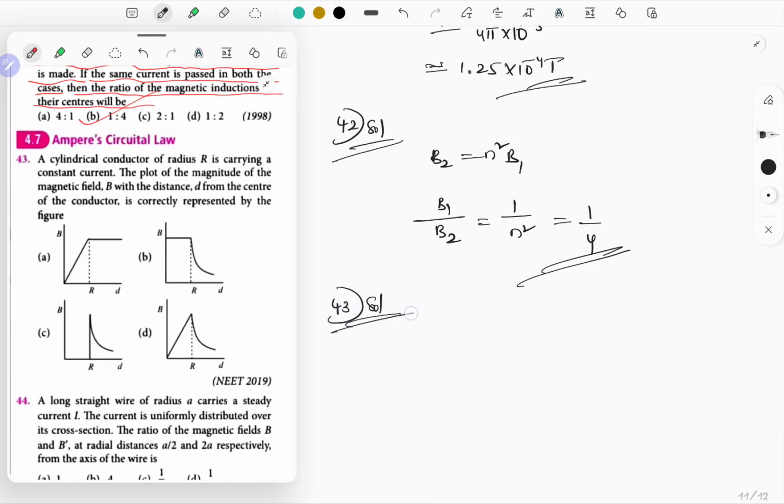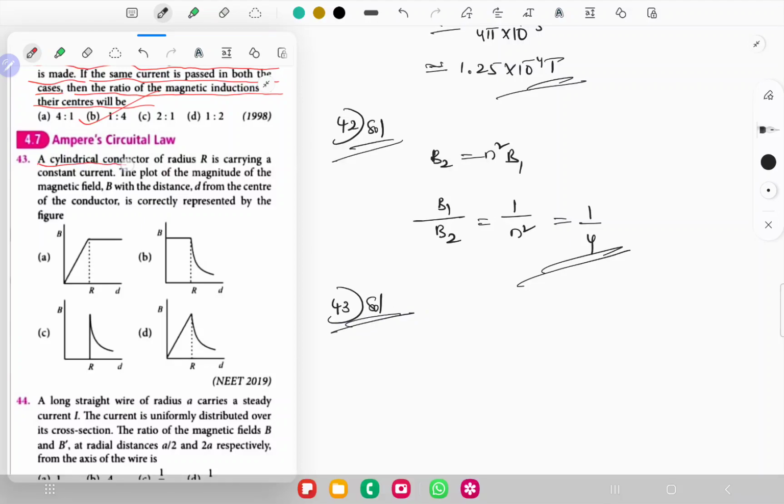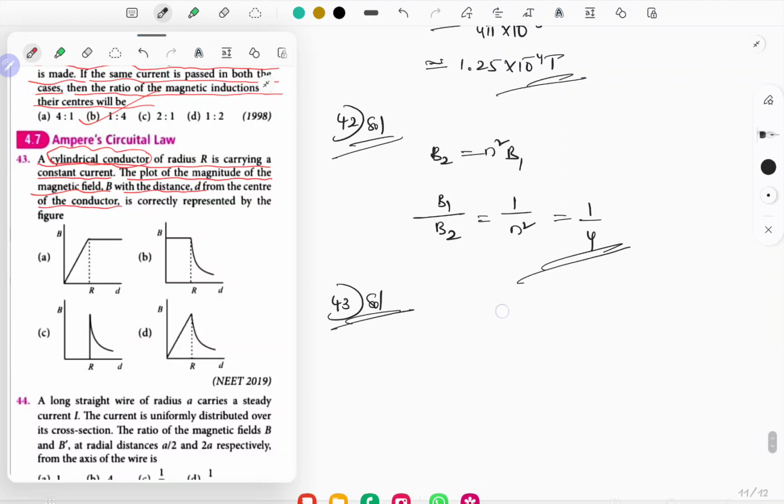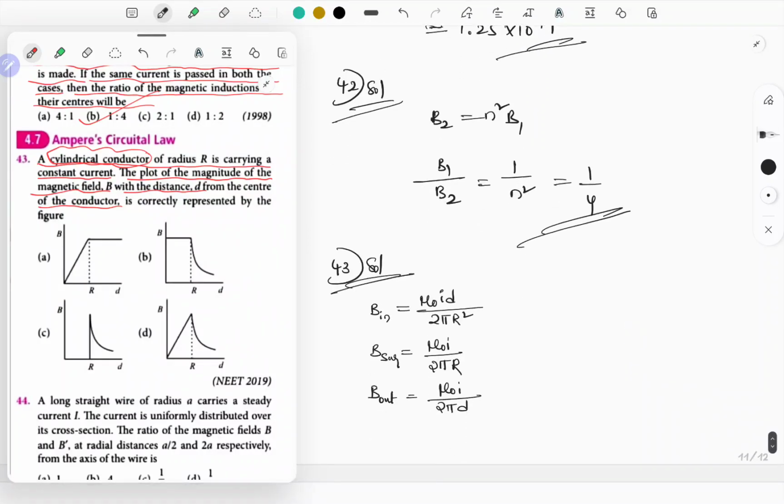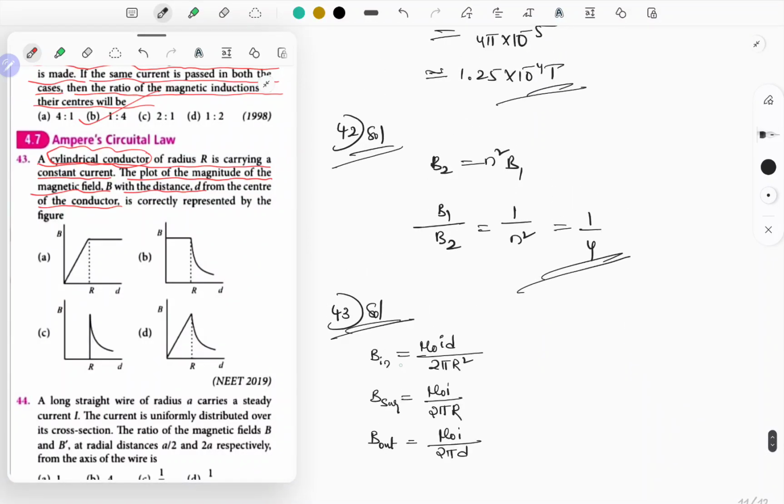So it's a graphical question. A cylindrical conductor of radius R is carrying a constant current. The plot of the magnitude of magnetic field B with distance d from the center of the conductor. They said a cylindrical conductor, it means it's a solid conductor. Just check out the formulas that I wrote over there. So these are the formulas of magnetic field inside, outside, and on the surface of a current carrying conductor. This is how it is.